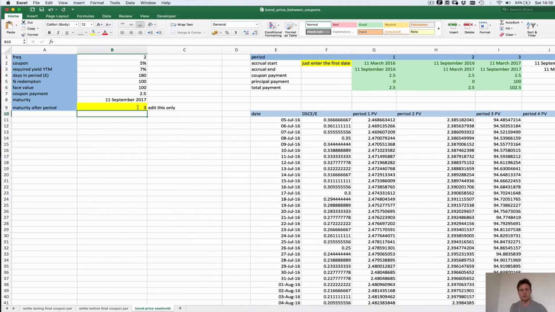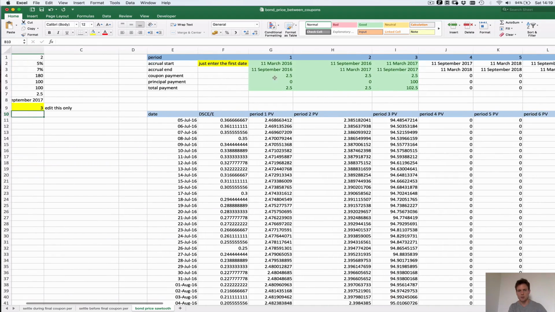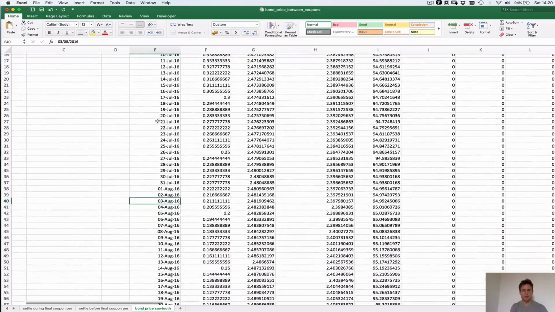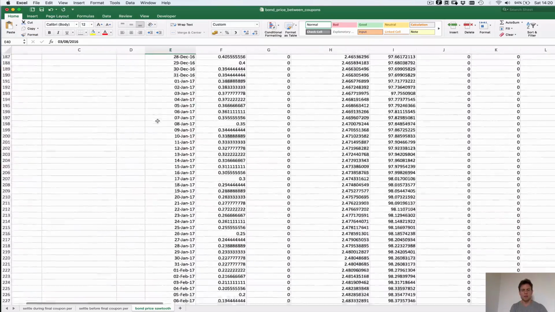So let's just say that we're going to have this bond maturing after period 3. So all these first three cash flows are going to be considered in the calculation. And the question is, what is the price of this bond on certain dates? And I want to show how the price of this bond changes from day to day, just on a daily basis, all the way up until the maturity, right?